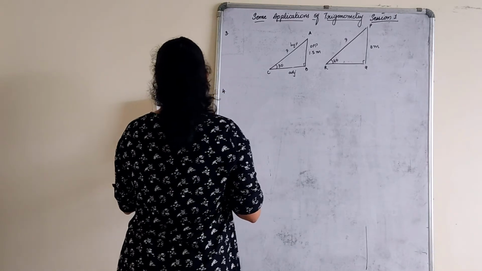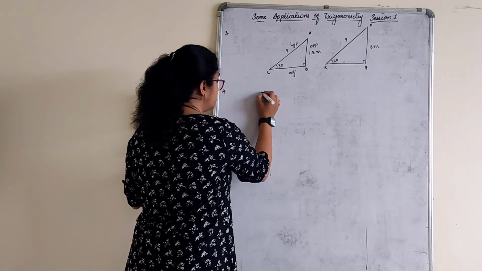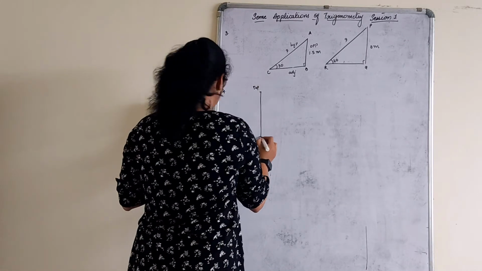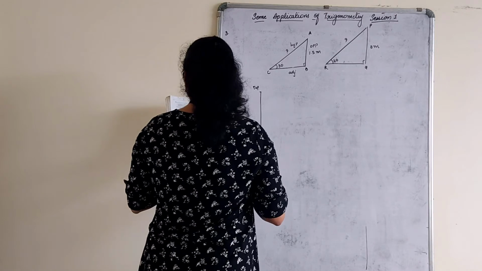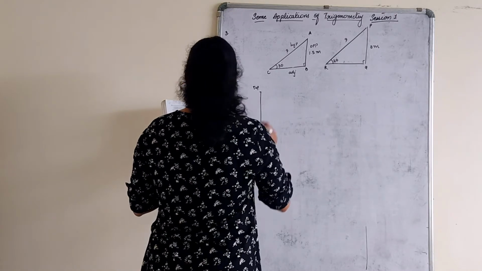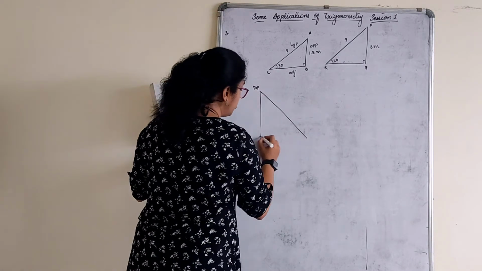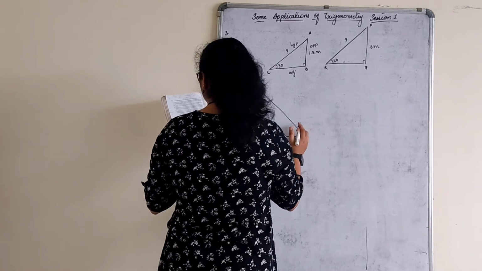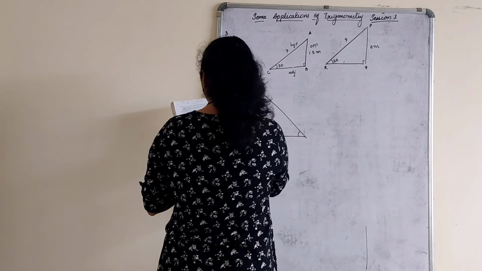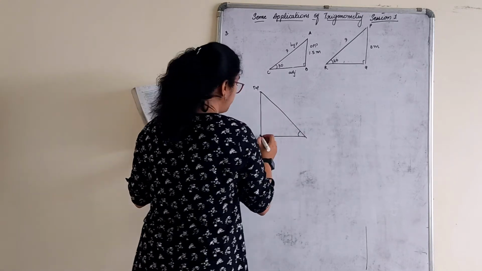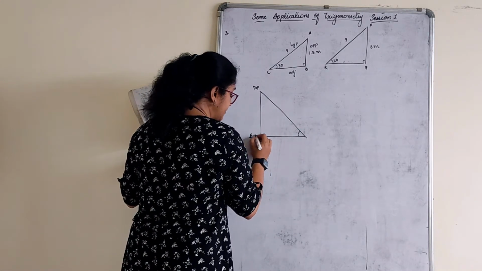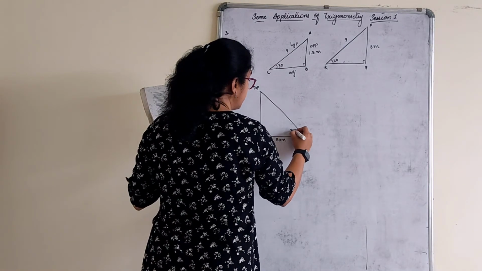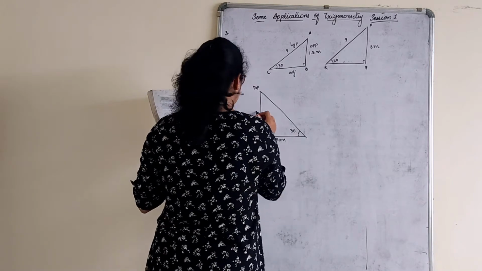The angle of elevation of the top of a tower. So this is a tower. This is the top of the tower. Okay, according to them, the angle of elevation of the top of the tower from a point on the ground, this point on the ground, which is 30 meter away from the foot of the tower, this is the foot of the tower, is 30 degree. Find the height of the tower.